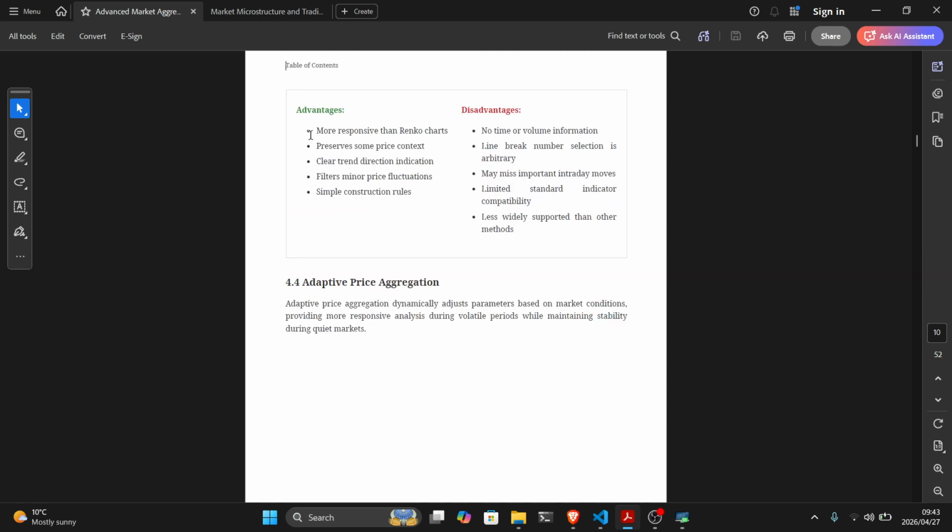The advantages are it's more responsive than Renko charts, preserves some price context, clear trend direction indication, filters minor price fluctuations, simple construction rules. The disadvantages of this type of aggregation: no time or volume information, line break number selection is arbitrary, may miss important intraday moves, limited standard indicator compatibility, less widely supported than other methods.